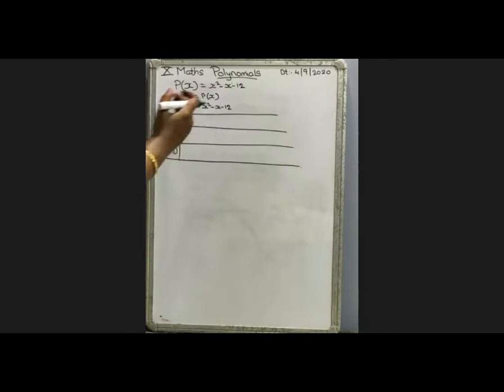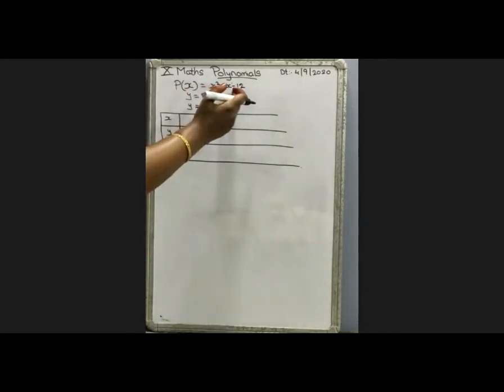For all sums the process is this only. First, what is given we have to write down. Next, y equal to P of x. P of x means what? We have to substitute. Now we have to take some values. Which values should we take? Some members will say, ma'am, I'll take only positive values. No, ma'am, I'll take negative values. Some will say, ma'am, I'll take both positive and negative values.